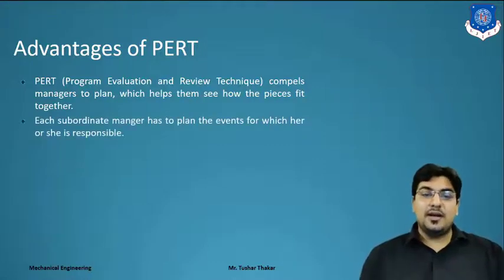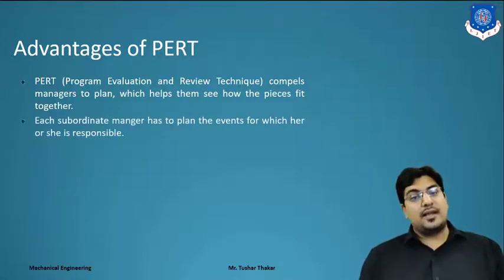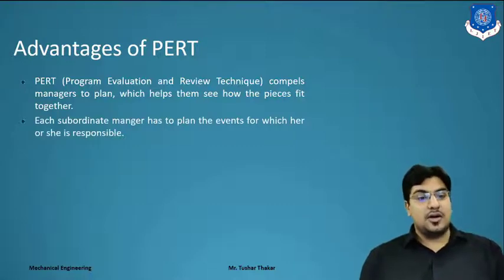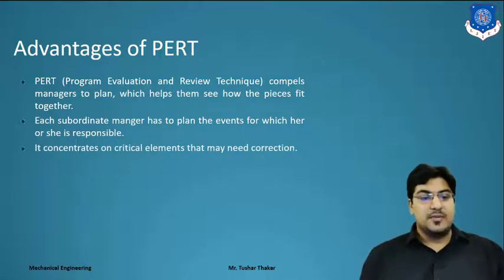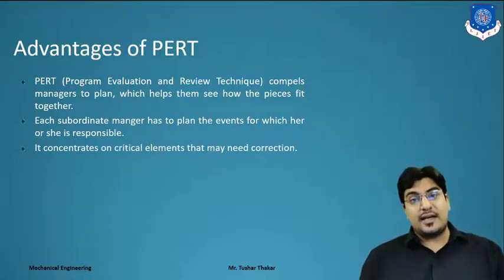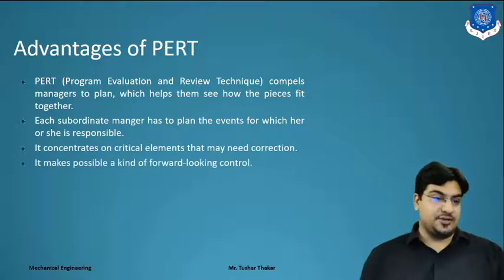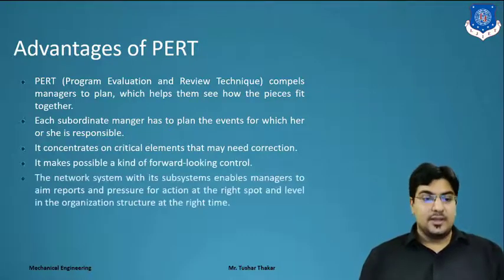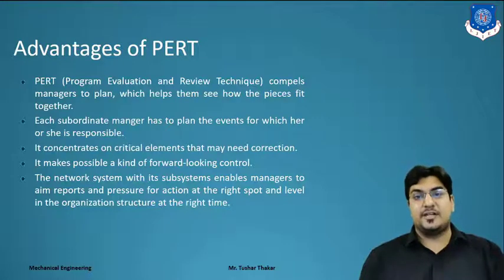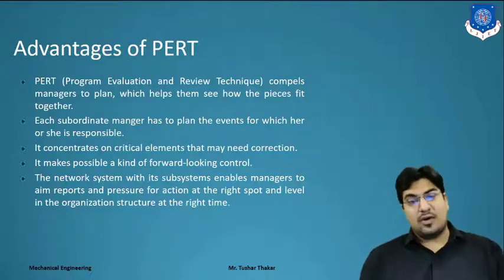Each subordinate manager has to plan the events for which he or she is responsible, right? Now it concentrates on critical elements that may need a correction. It makes possible a kind of forward-looking control. The network system with its subsystems enables managers to aim reports and pressure for action at the right spot and level in the organization structure at the right time.